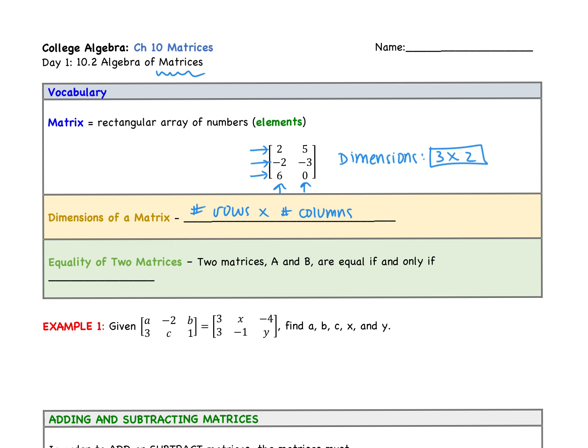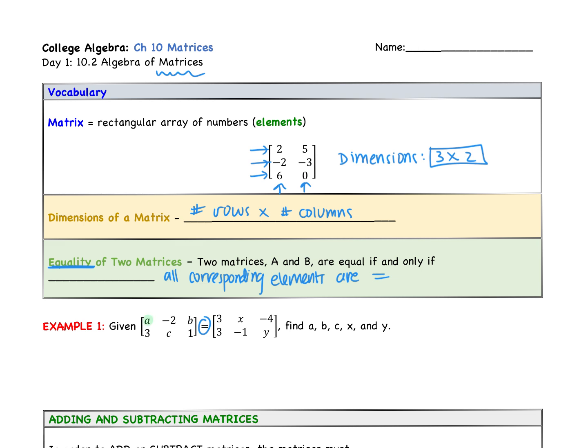Oftentimes we're interested in when matrices are equal. So this is this part. Equality of 2 matrices. 2 matrices are equal if and only if all corresponding elements are equal. Okay, so we're going to do an example. Example 1. It gives us 2 matrices that are equal.